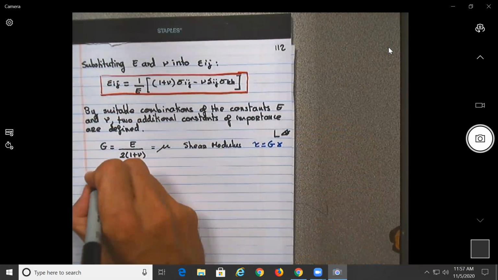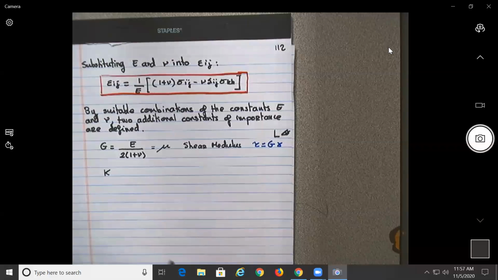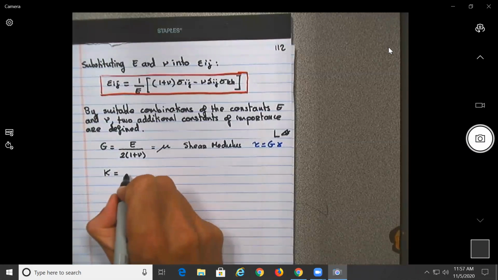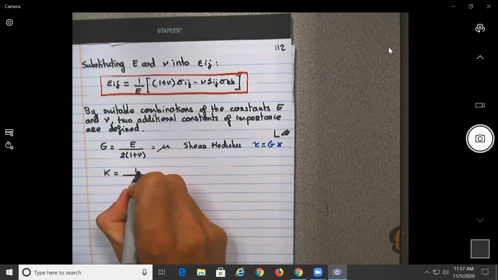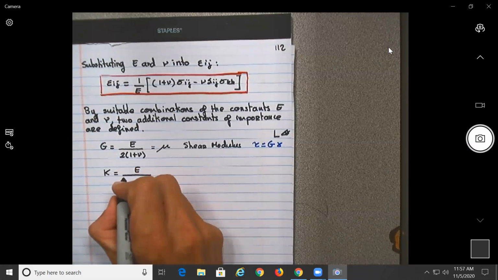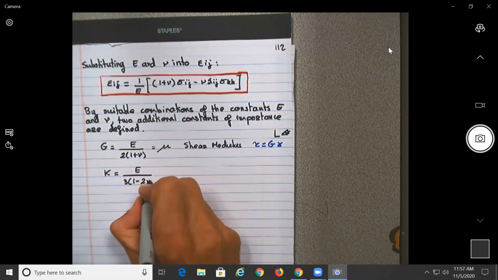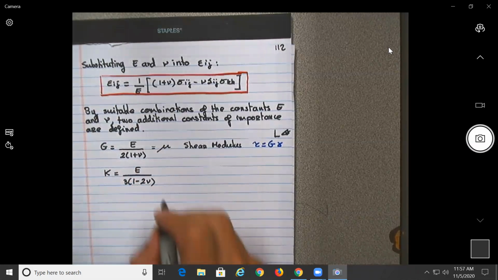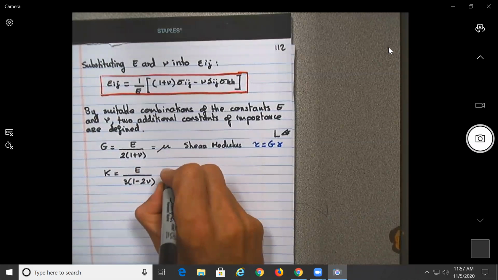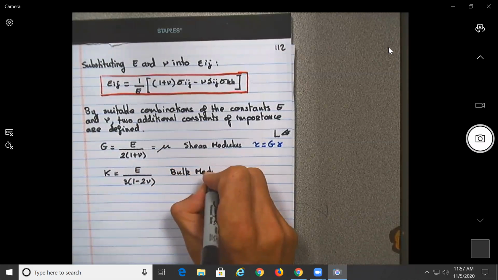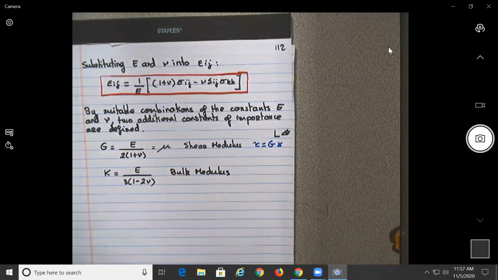And then the other one, which is not really covered in solid mechanics, but you will understand what it is, K, which is E divided by 3 times (1 minus 2 times the Poisson ratio). And this one is known as the bulk modulus, all right?